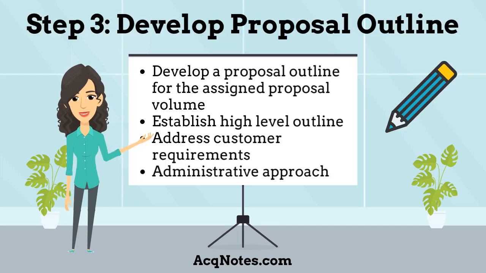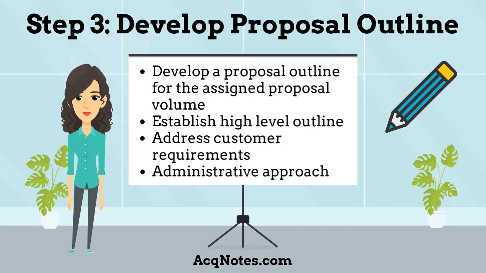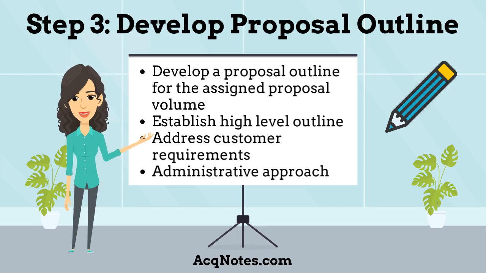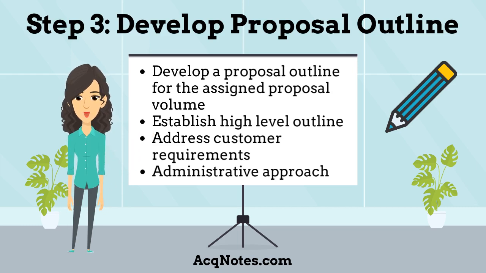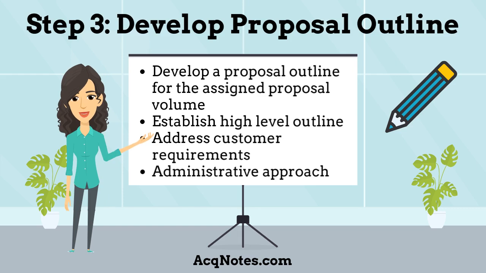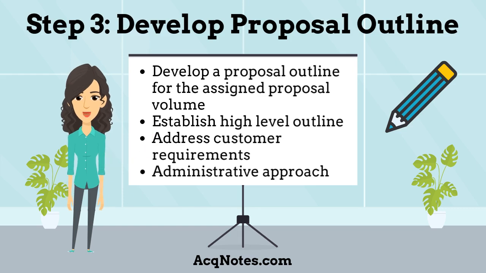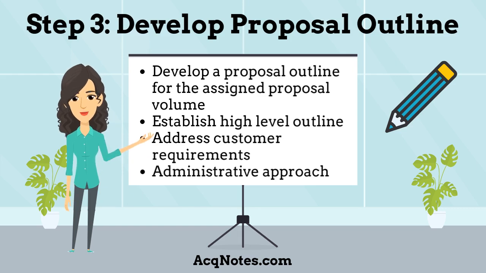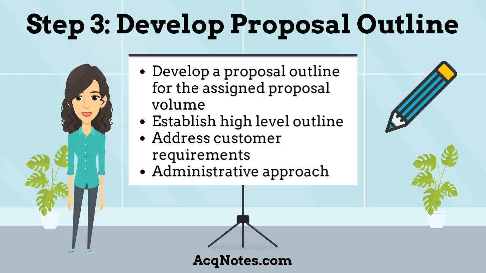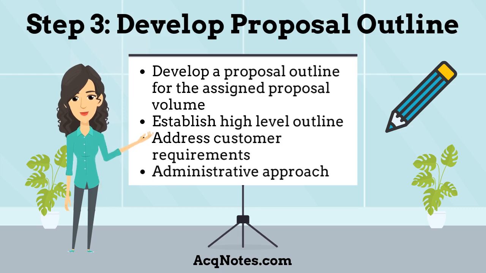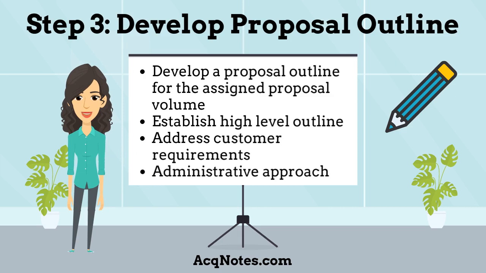Step 3, develop the proposal outline. Each volume team leader is responsible for developing a proposal outline for the assigned proposal volume. This outline adds details to the established high-level outline such as customer requirements, specific descriptions, work breakdown structure, and administrative approach to each volume and section.